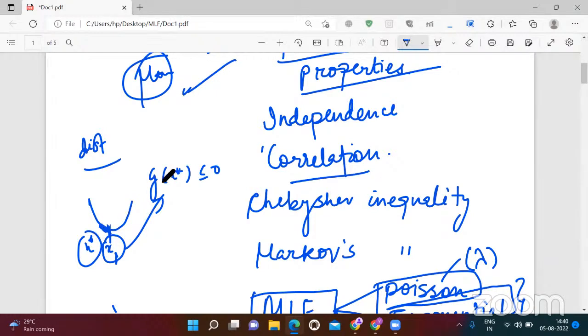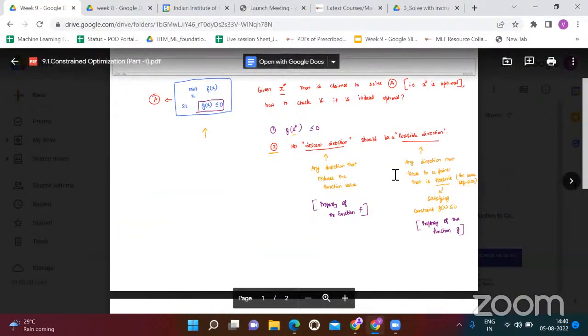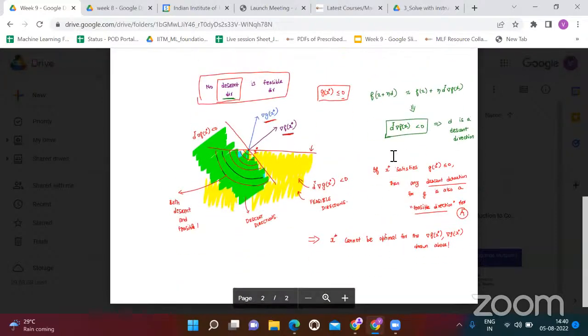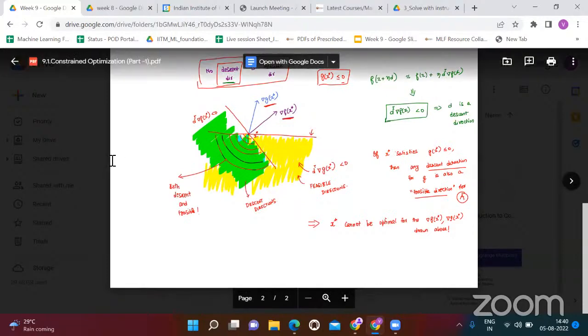That's why the professor has told us that if you are able to get some direction like this, then that X star is not the correct or minimum solution for us. That is what has been discussed in the first lecture. Okay, now we'll move to the next part.